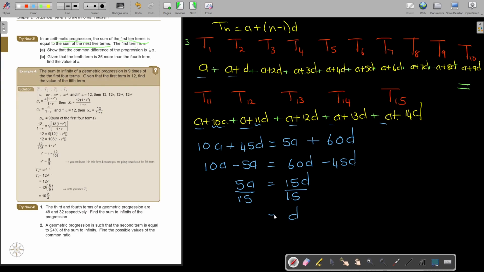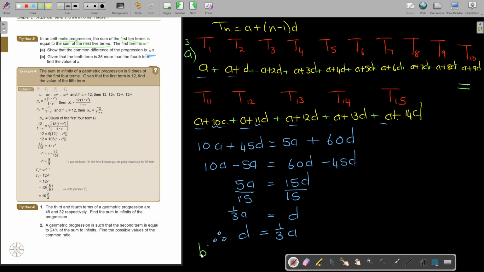So D equals 1 over 3A. So therefore, D equals a third A, like they asked me. They ask a third A. Okay, now, given that the 10th term, okay, that was number A.